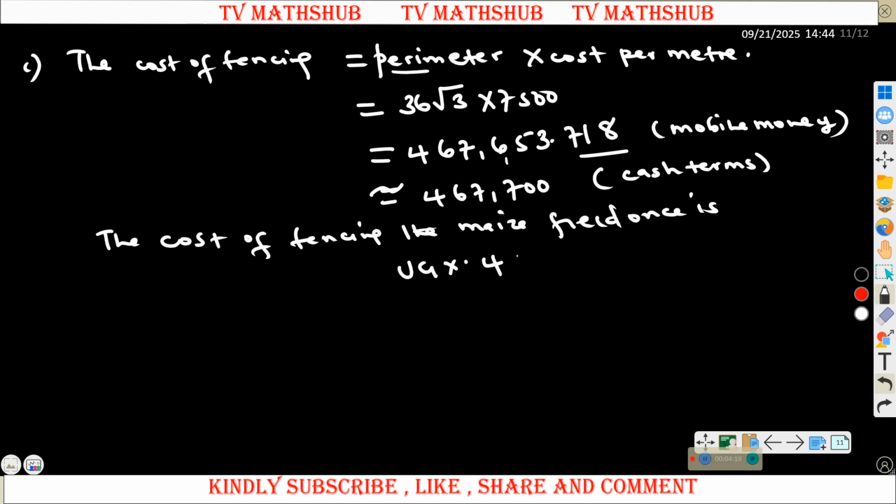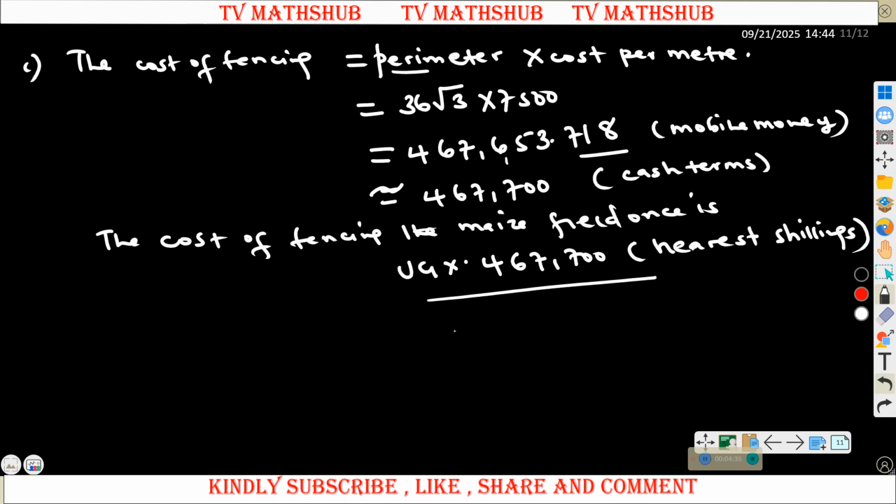That is 467,700. This is to the nearest shillings. You have done this to the nearest shillings. So this will be our answer. Then part D, let us look at part D.